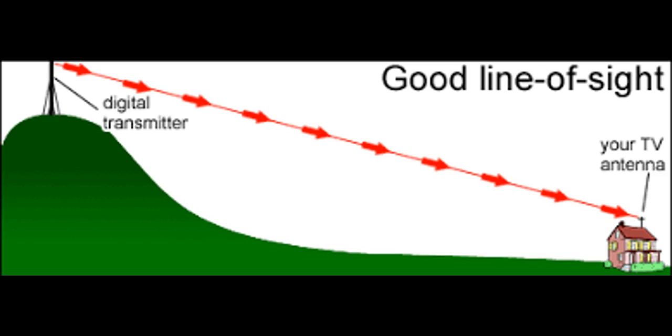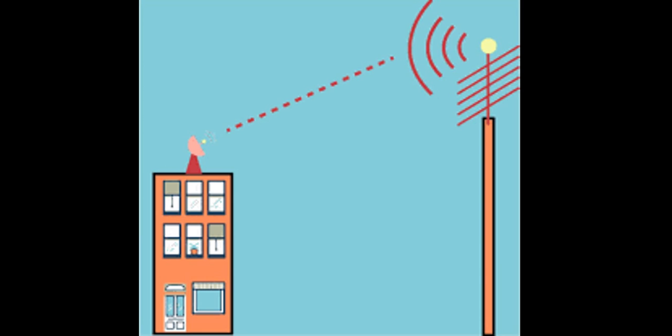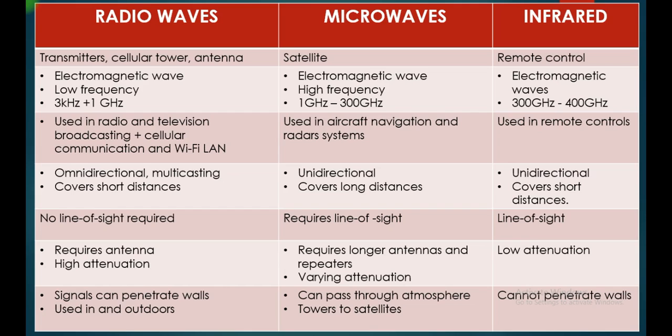This does not require line of sight. Line of sight speaks to the fact that for transmission to take place, you have to have both the sending and receiving device facing each other. So this does not require that. And of course, the signals can penetrate walls. Think about it: you're in your house and you can pick up wireless signals from outside. Do you remember those old school TV antennas?